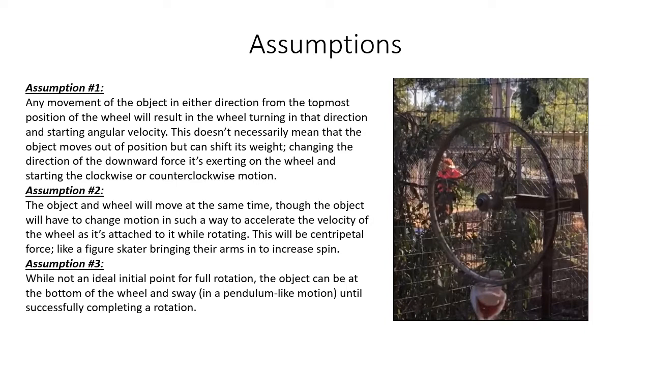Assumption 2. The object and wheel will move at the same time, though the object will have to change motion in such a way to accelerate the velocity of the wheel as it's attached to it while rotating. This will be centripetal force, like a figure skater bringing in their arms to increase spin speed. Assumption 3. While not an ideal initial point for full rotation, the object can be at the bottom of the wheel and sway in a pendulum-like motion until successfully completing a rotation.